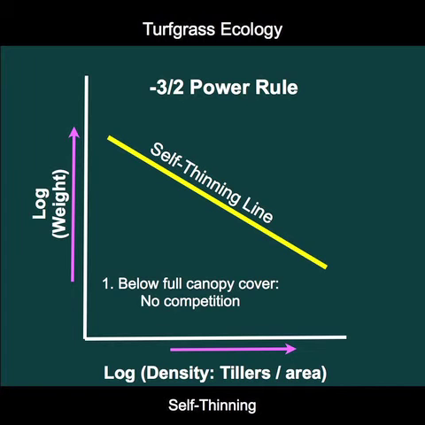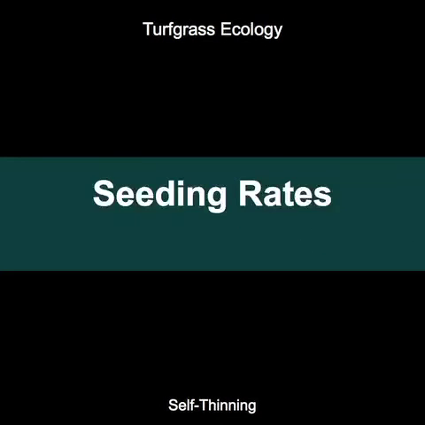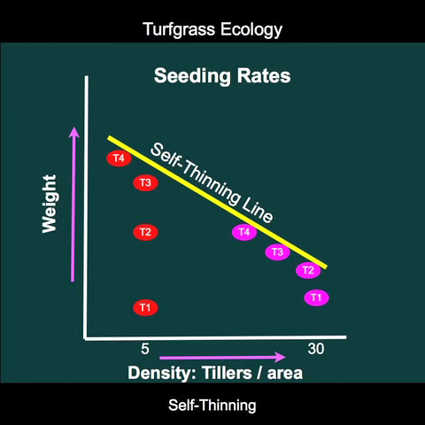The yellow line represents full canopy, or in other words, the carrying capacity of the system. The thinning or dying of plants as you move right to left on the line is known as the -3:2 slope power rule. Let's look at two seeding rate examples, which might help you visualize this graph that we saw in the previous presentation.